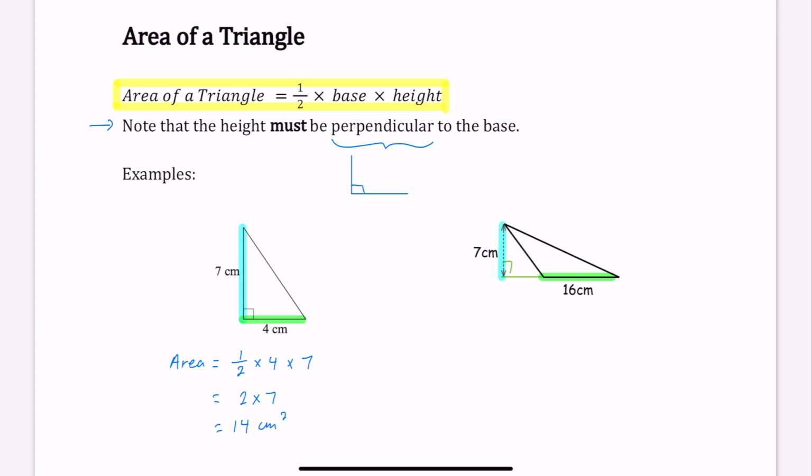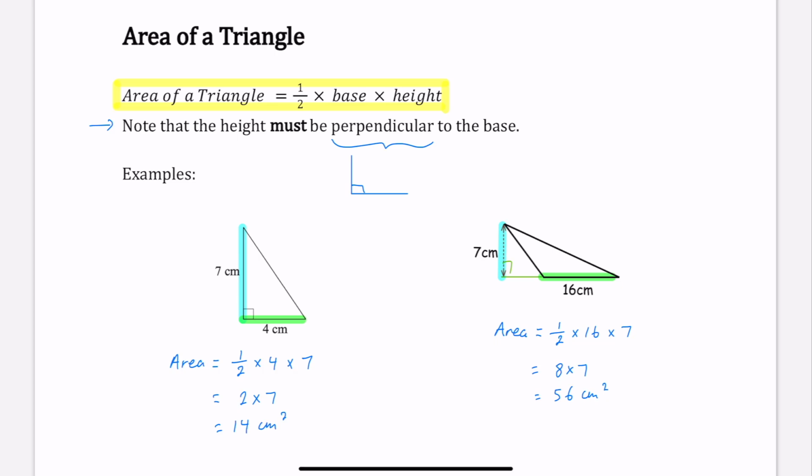Let's double check that they're perpendicular to each other. So I wrote that right angle there earlier. So then the blue and green lines are perpendicular. Now we just use the formula. Area equals half times the base, which is 16, times the height, which is 7. Now, this is equal to half times 16, which is 8. Then we times the 7, so it's 56 centimeter squared.